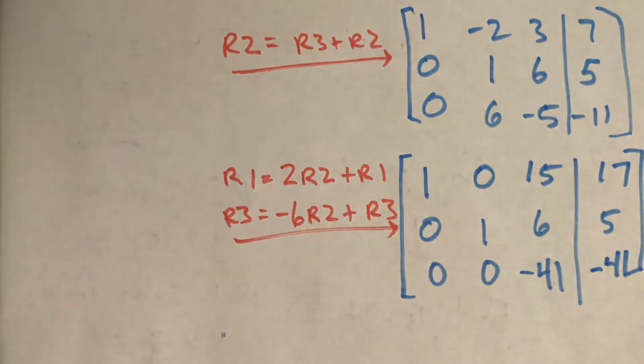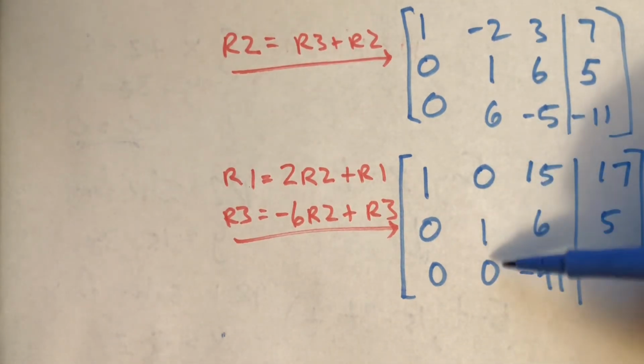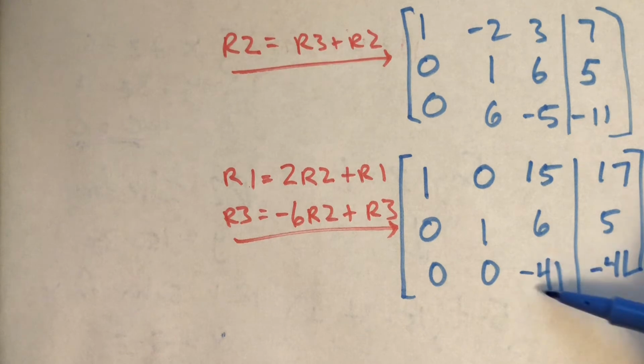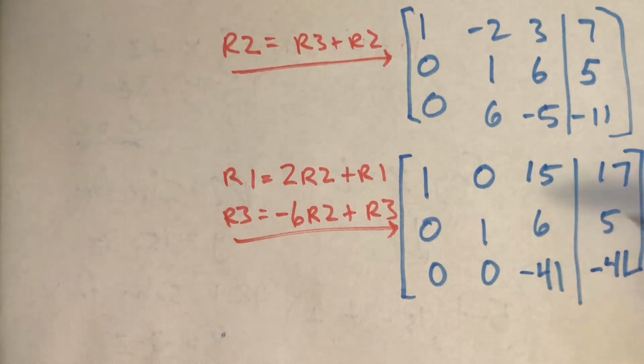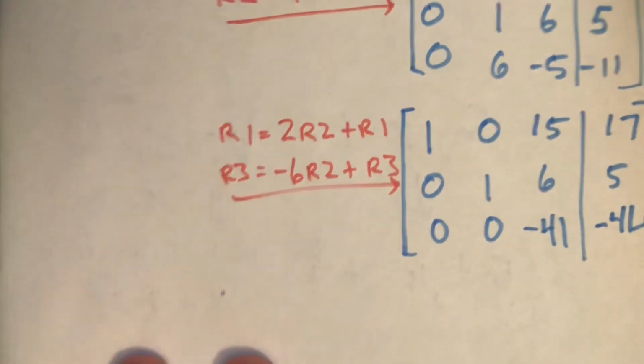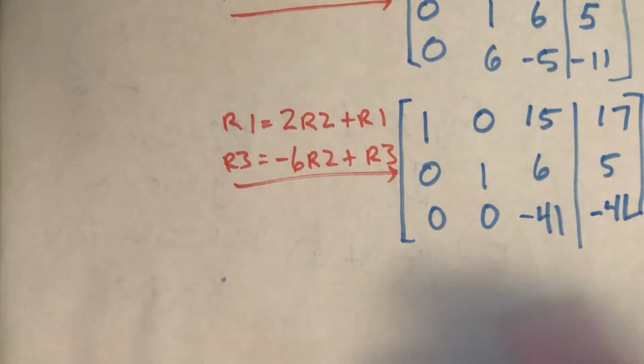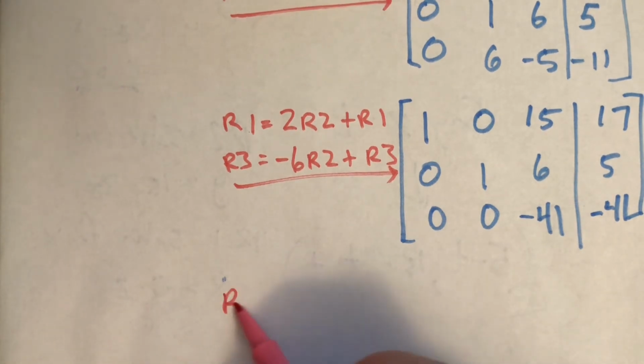Okay, good. So now we have a 1 in this position, 0's below it. 1 in this position, 0's over there. And now we want a 1 in this position and 0's above it. So we can do that one pretty quickly, and we'll see really quickly also why I was kind of relieved here. So I want to replace row 3.